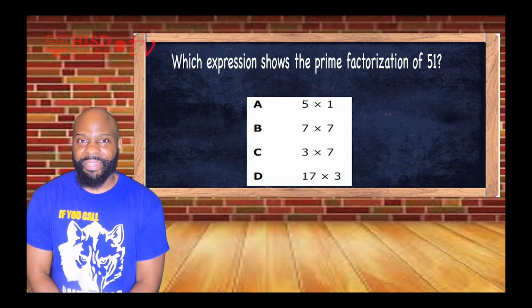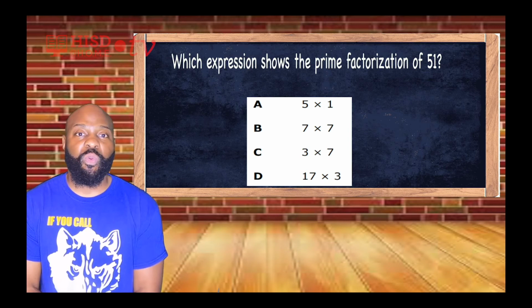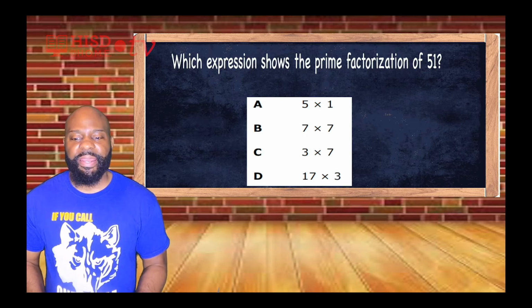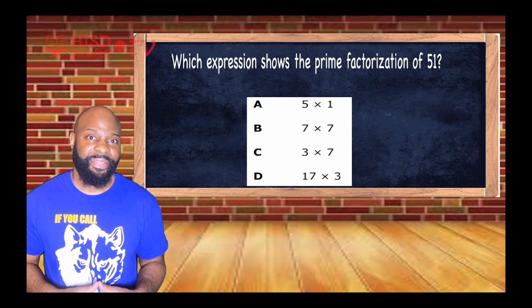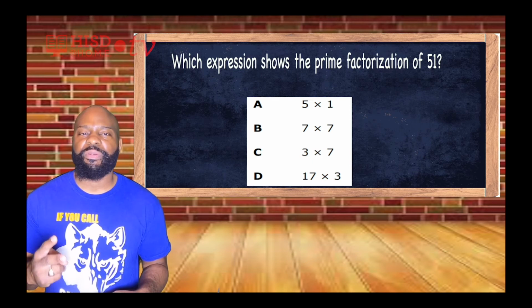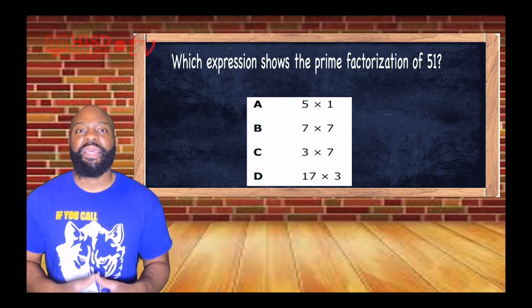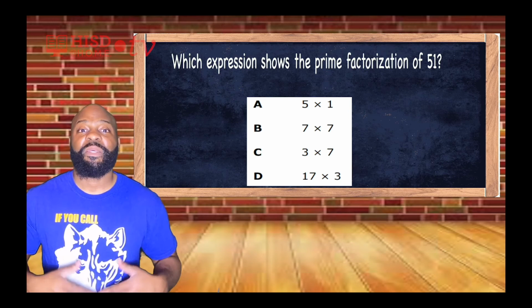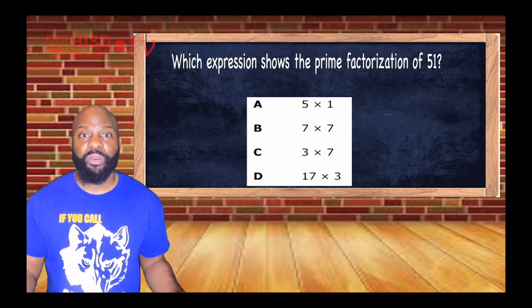All right, let's look at 3 times 7. Well, we know 3 is prime and we know 7 is prime, but we know that 3 times 7 equals 21 and not 51. All right, so let's look at D, 17 times 3. Well, we know 17 times 3 equals 51, but is 3 prime? Yes. Is 17 prime? Let's think. What two numbers can give us 17? When we're multiplying, 2 times anything doesn't give me 17. 3, 4, 5, 6, 7. Nah, it's only 17. 1 times 17 gives me 17. So, yes, 17 is prime, making that the correct answer. I have two prime numbers. When I multiply the two, I get the product in the problem, which is 51. All right, told you it'd be easy.